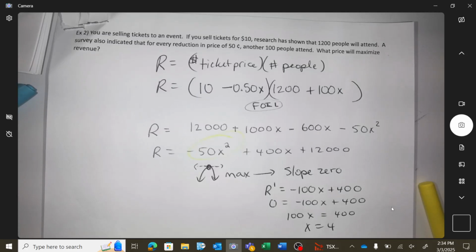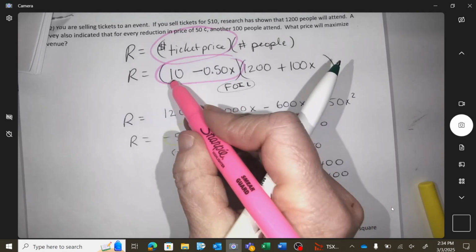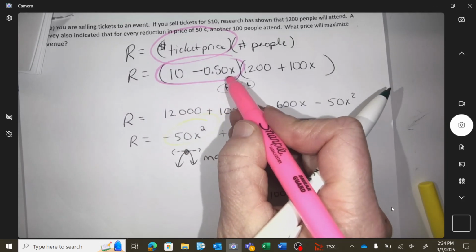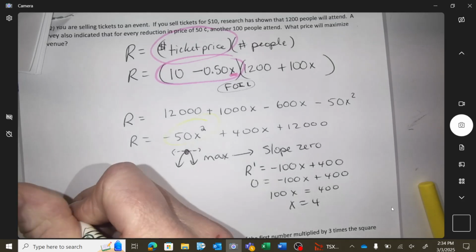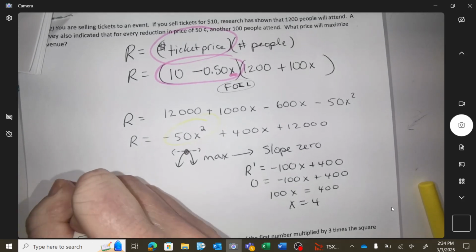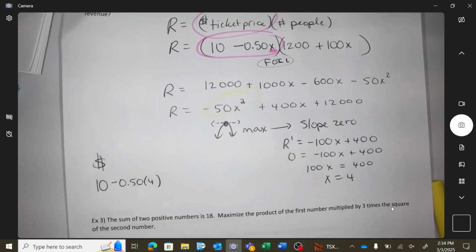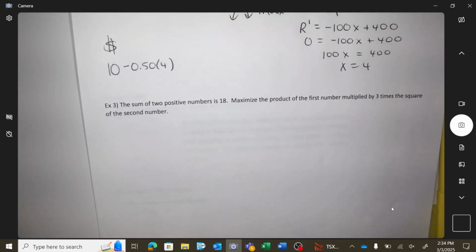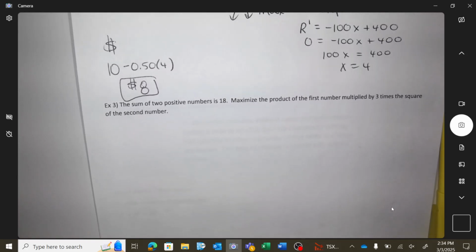You got to go back here. Ticket price. Remember, it was $10 and we went down 50 cents 4 times. So what do you get to? Even mental math here, if you go down 50 cents, you get to $8. 50 cents, 50 cents, 50 cents, 50 cents, $8.